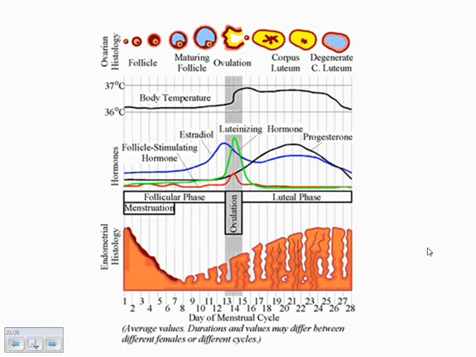LH spikes about day 13 or day 14 of the cycle. Its job is to trigger what? What do we say LH triggers? Ovulation. Notice here the egg pops out. That's the egg right there. That's ovulation. The egg pops out of the ovary, headed to where? The fallopian tube. And then to where? Ovary to fallopian tube to uterus. Okay?